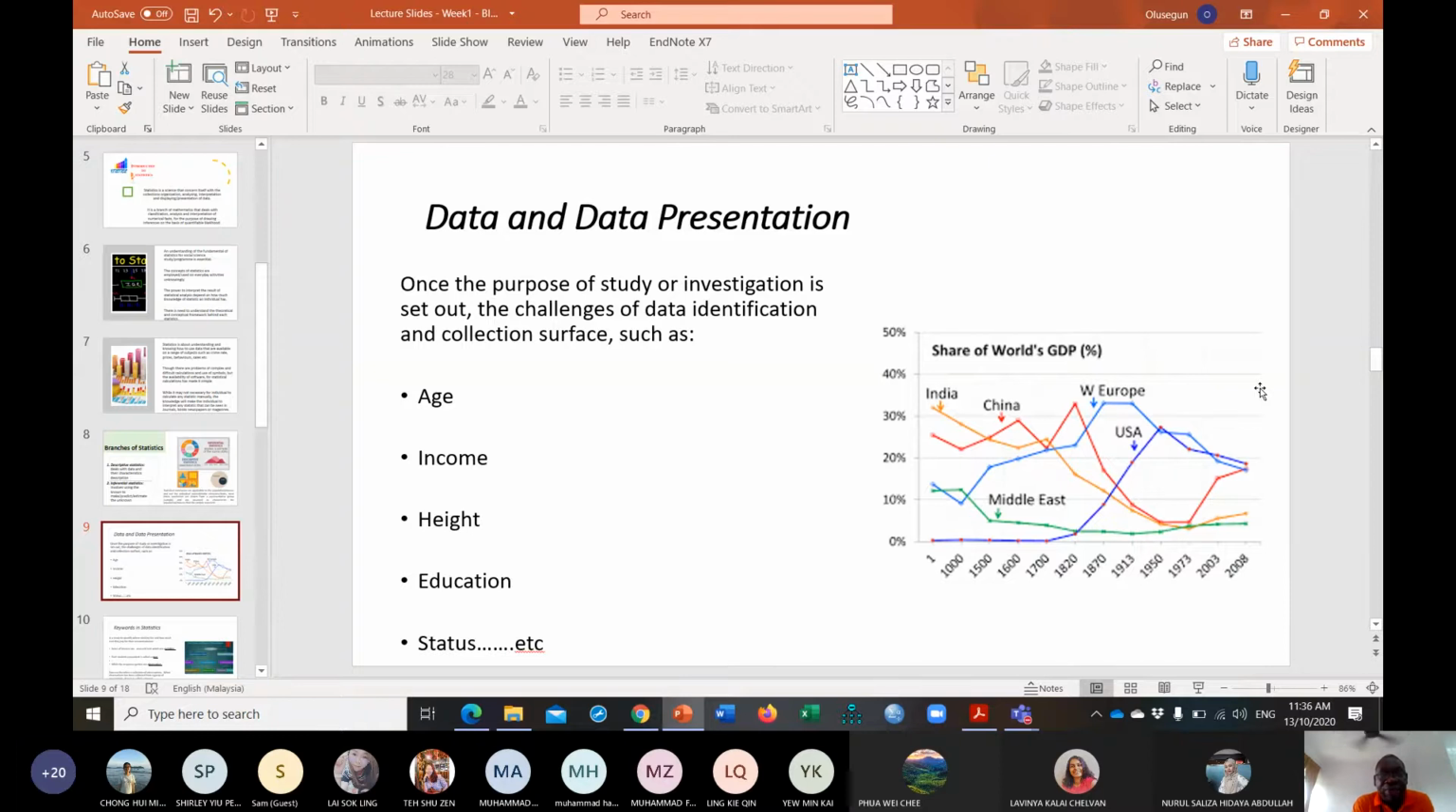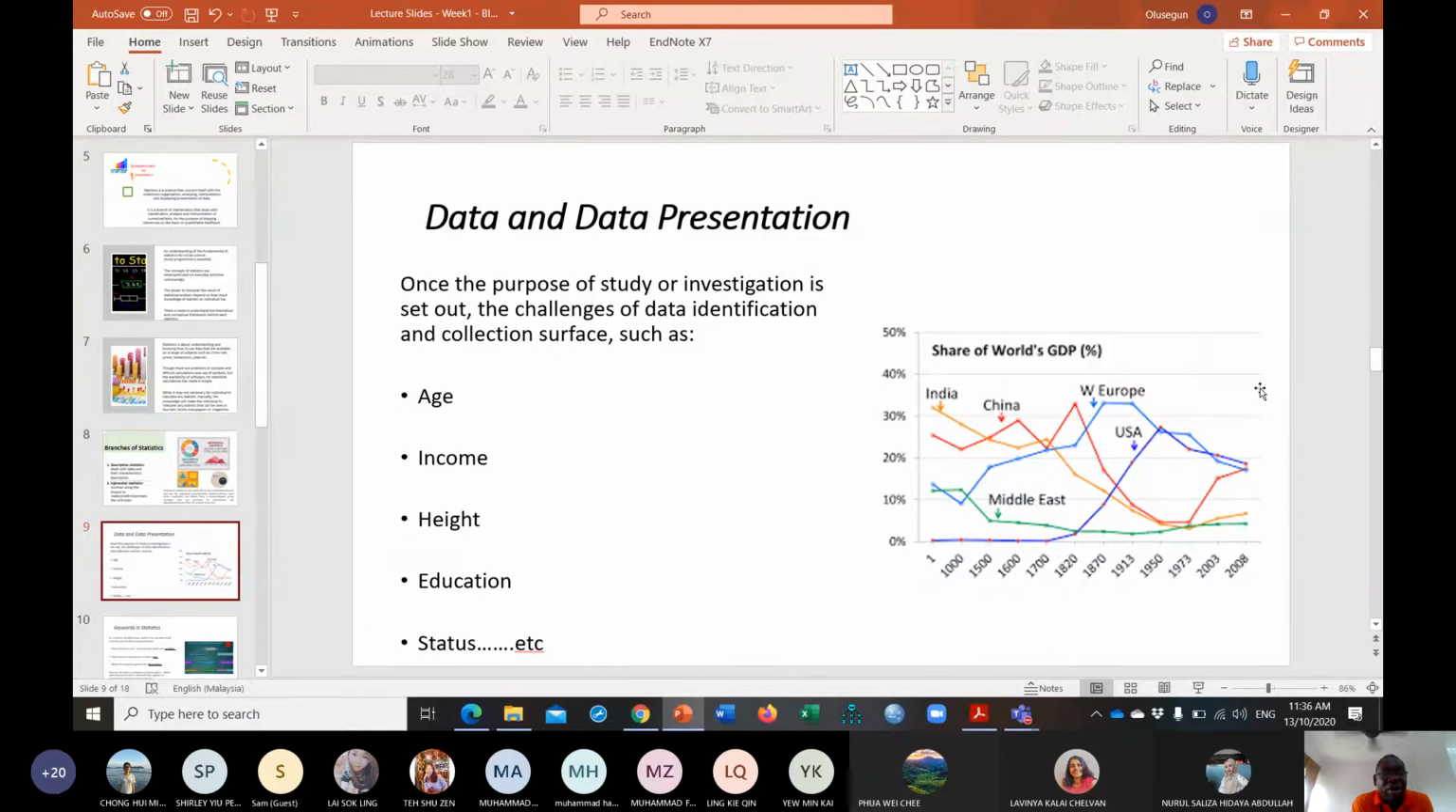So all these things come together. And when we are talking about data, we need to identify the data we need to solve a problem or to make a study or an investigation, so that we'll be able to have a good view of what is happening. So when we talk about lifespan and we say income can affect lifespan, yes.